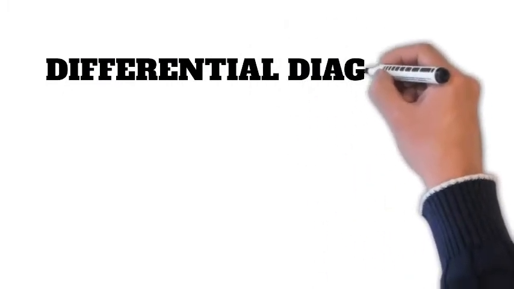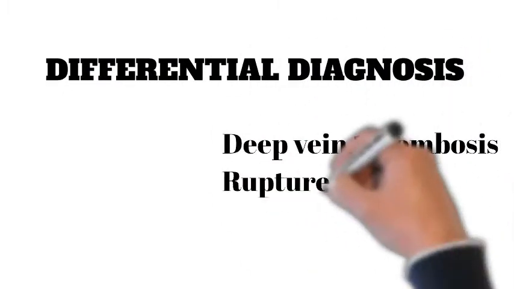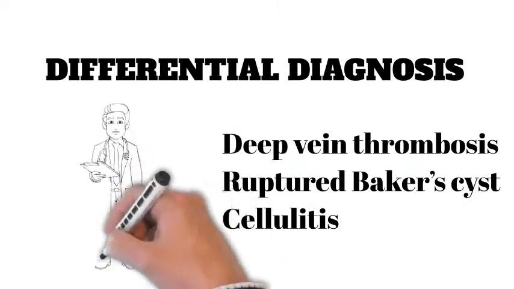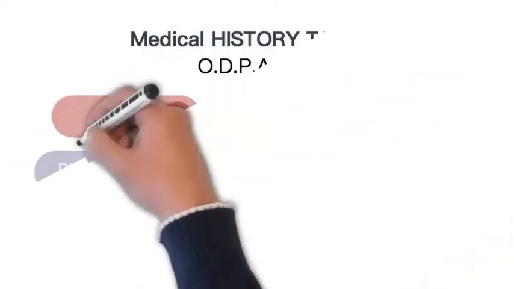Deep vein thrombosis, ruptured Baker cyst, and cellulitis are the top differentials in our list. Here, we are discussing relevant questions to take a brief history, keeping ourselves structured within a given time frame. Now, we ask detailed questions about a unilateral swollen and tender calf, using the mnemonic ODPARA.